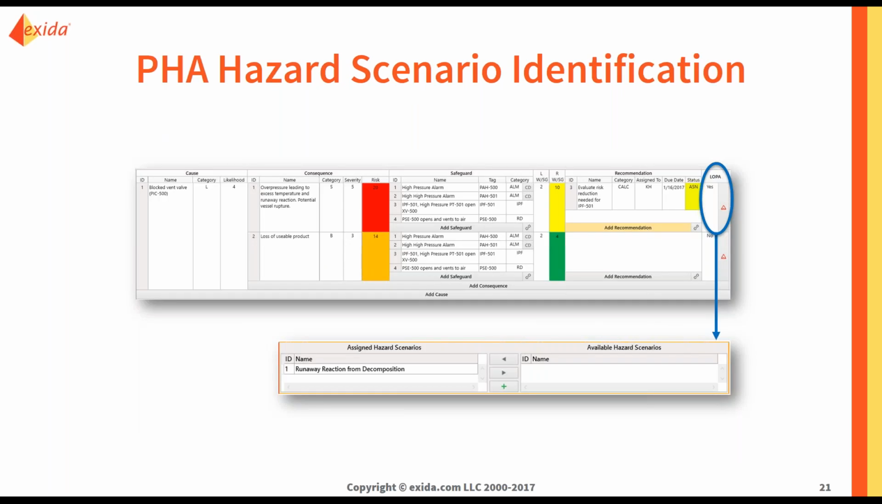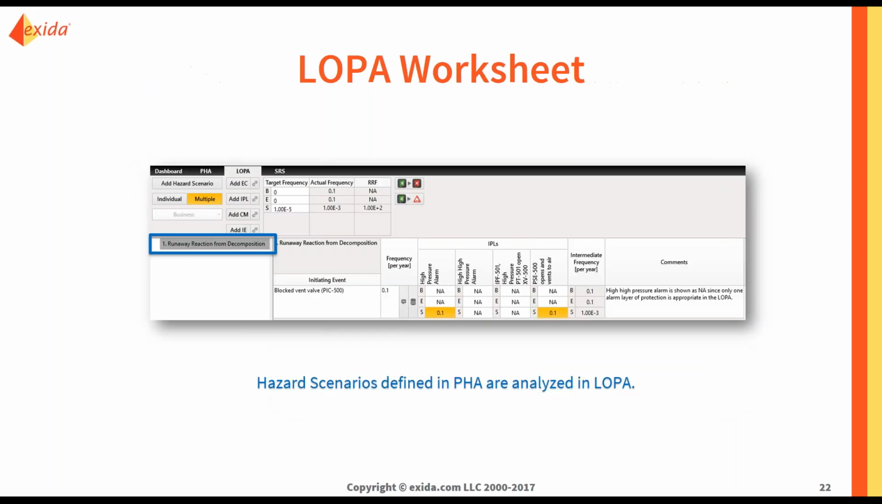Once your PHA is complete, you are ready to move on to your LOPA. And in this case, in this tool, you simply say, yes, I want to analyze this in the LOPA. I'm going to find this hazard scenario, runaway reaction from decomposition. This information then, the relevant information in the PHA, is automatically transferred to the LOPA sheet. So when you go to do your layer of protection analysis, you already have a sheet that is showing the hazard scenarios that you have identified in your PHA.